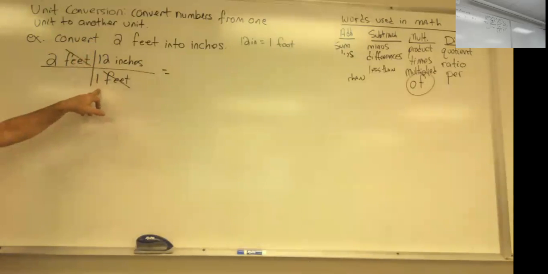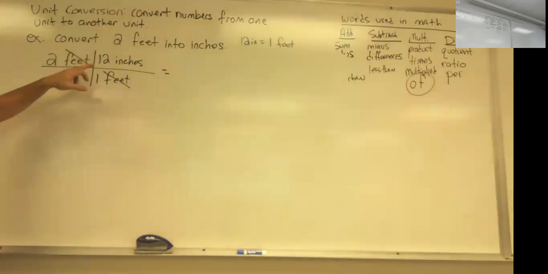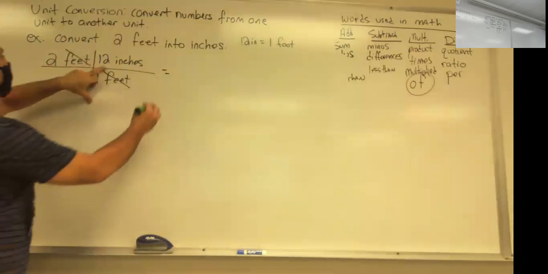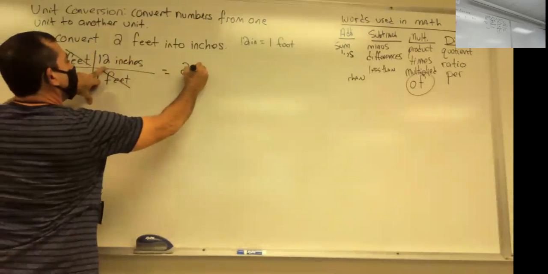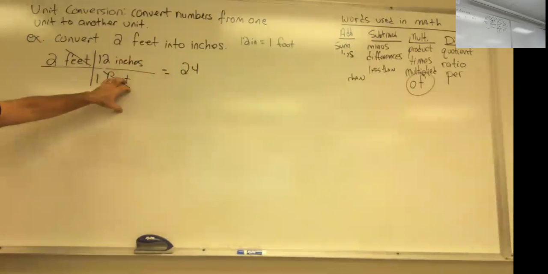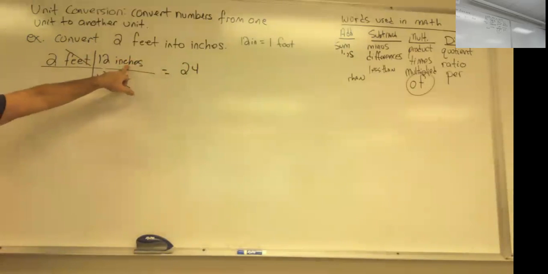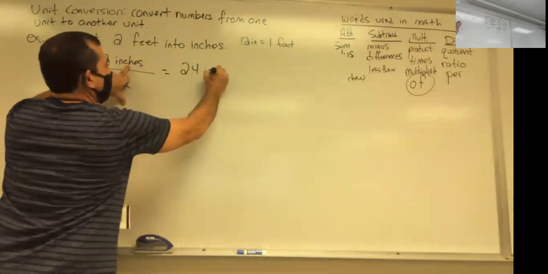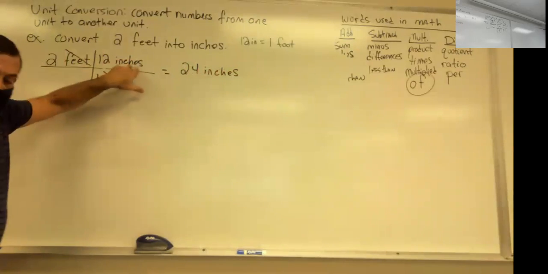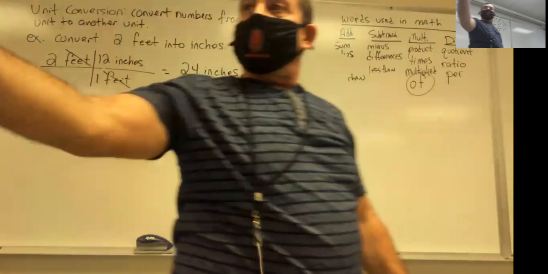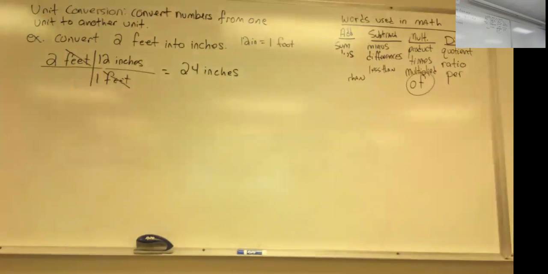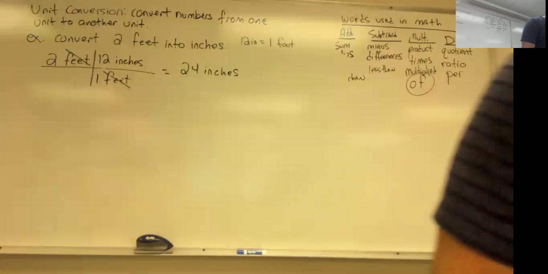Am I worried about that 1? Because anything divided by 1 is basically going to be itself. So all we got to do is take the top and multiply. So 2 times 12 will give you 24. The feet canceled out, so the only unit left is my inches. So y'all, is there 24 inches in 2 feet? Sounds good, right? This stuff ain't too bad.